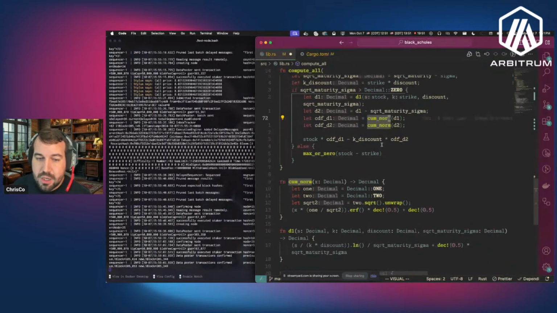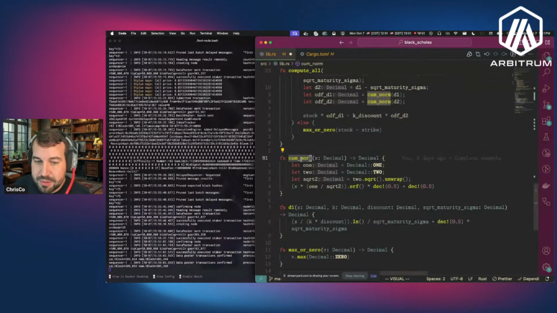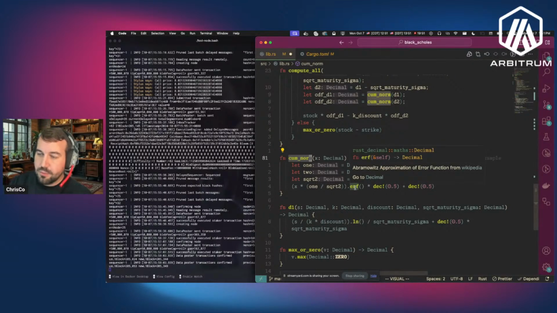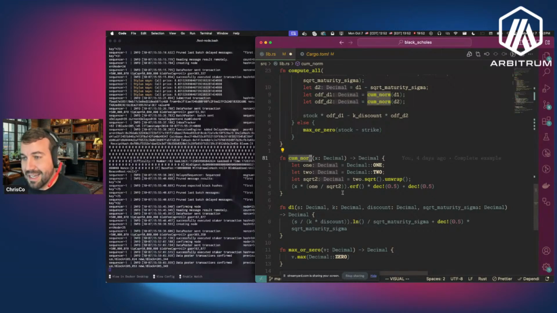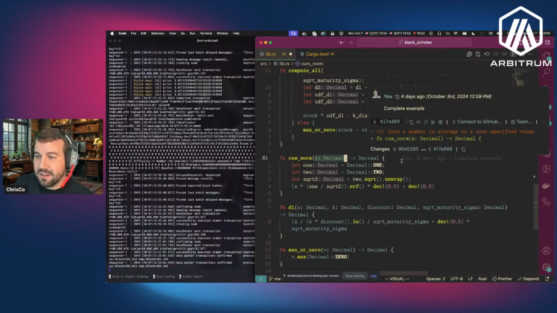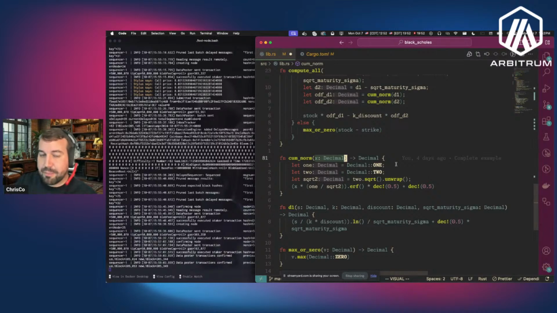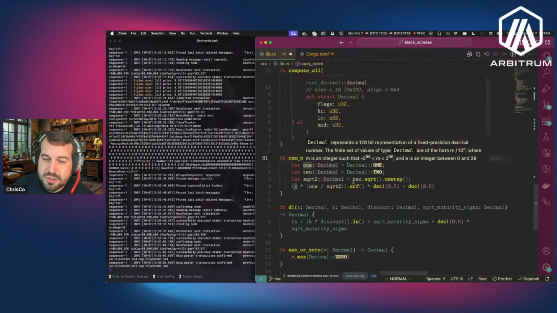Right here, I've got a cumulative normal computation where we're basically using this Abramowitz approximation error function to compute the cumulative normal distribution. Again, this is a statistics concept that computes the likelihood that x, the parameter passed in, is going to be in this range. It's a probability function, given the current asset price and the strike price, to say what's the likelihood that this ends in the money.